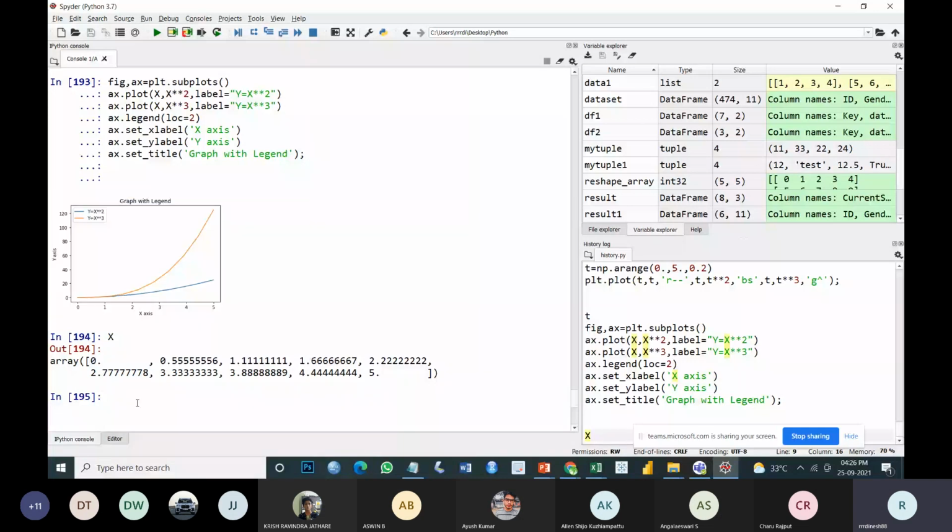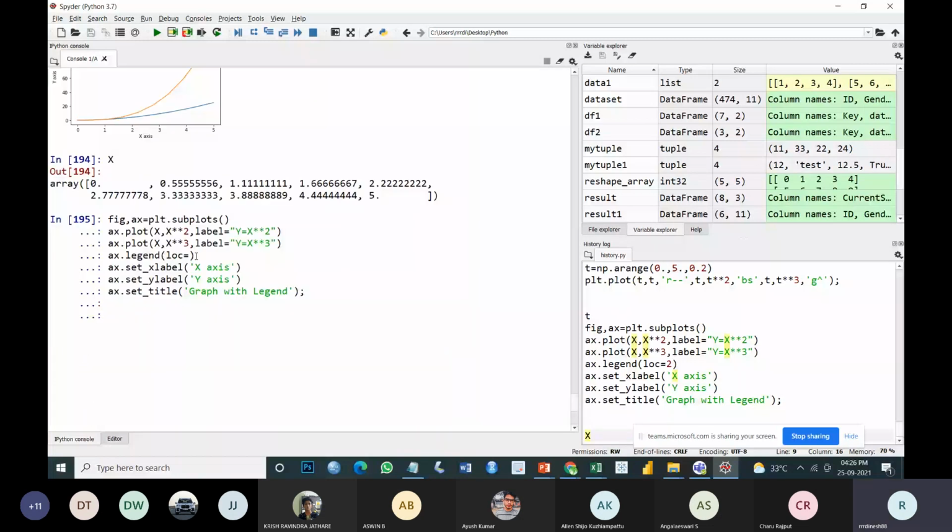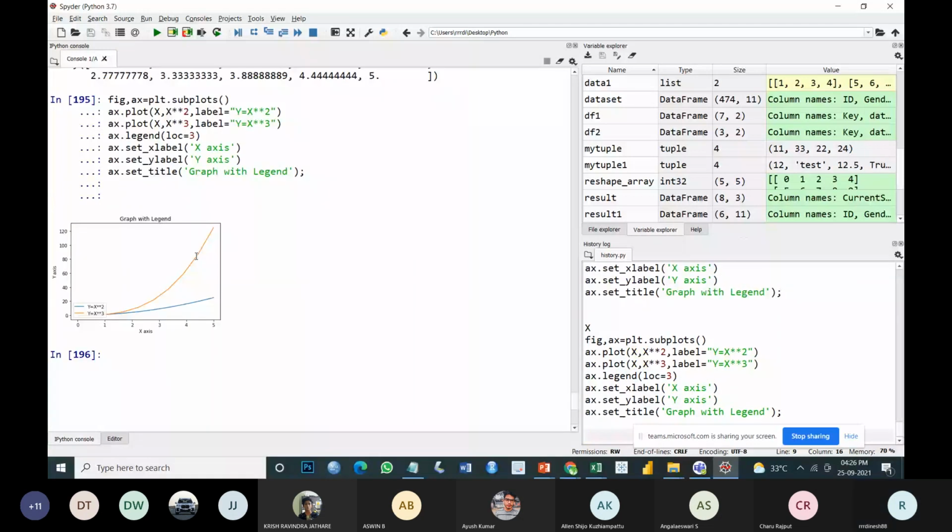If we are giving 3 here, if the location is 3, then it prints below. If the location is 3, then it prints the value here. Location 1 is here, 2 is here, 3 is here, 4 is here. That is legend. Legend means it prints the description.